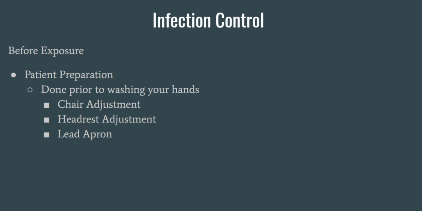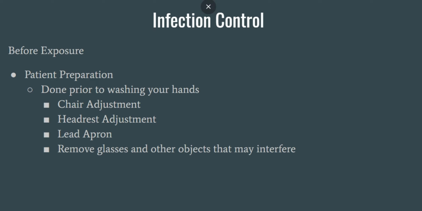Then we have the lead apron. You also want to place the thyroid collar on. And then have them remove any objects that may interfere with the radiograph. So glasses, any piercings, retainers, removable partials, removable dentures, anything of that nature.